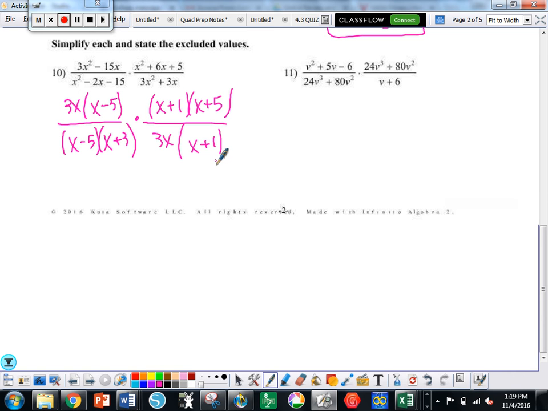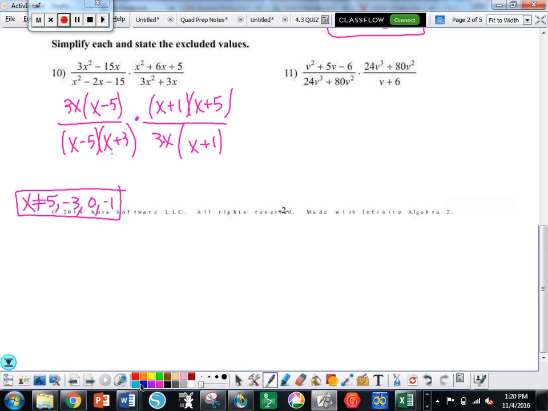Let's start with the excluded values. X cannot be, from here, 5, from here, negative 3, from the other fraction, 0. This 3 has nothing to do with it. It is its own group because it's connected by a multiplication. So it can't be 0 and it can't be, from our last piece, negative 1. Again, the top has nothing to do with it.